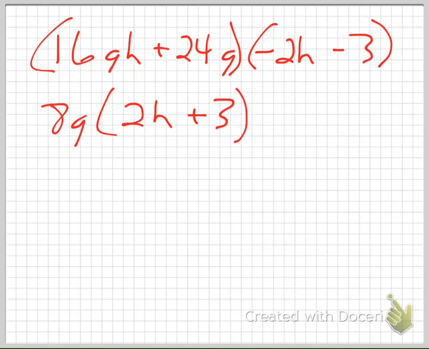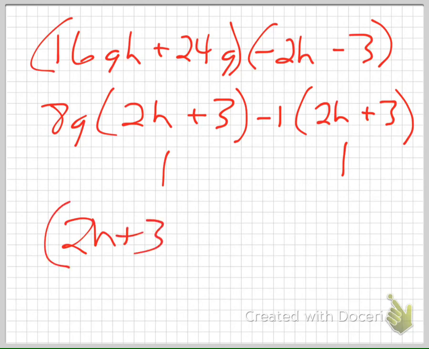And then over here, what can I pull out of this? Pull out a negative 1 times 2h plus 3. You pull out a negative 1 anytime you need to. Now they look identical. Pull out 2h plus 3 times 8g minus 1. Make sense? It looks complicated. It's not. You guys now know how to do this.